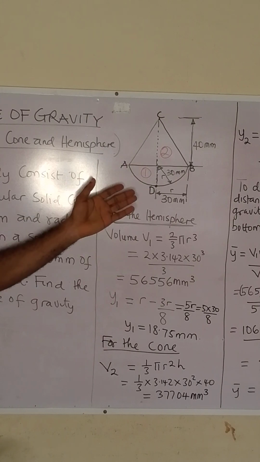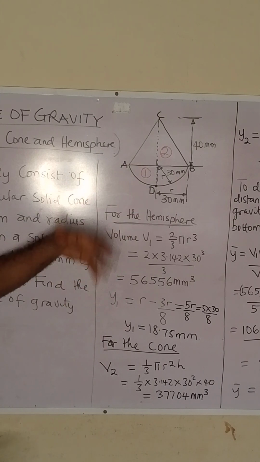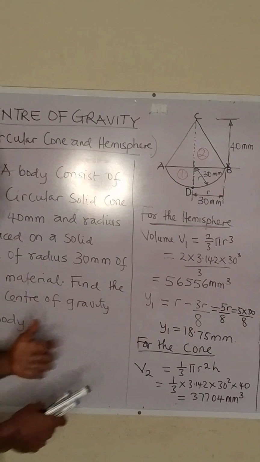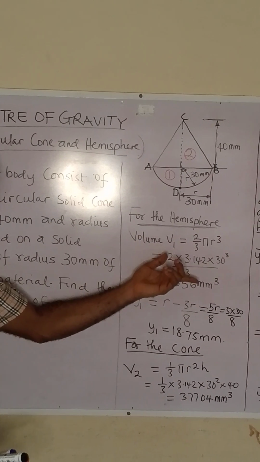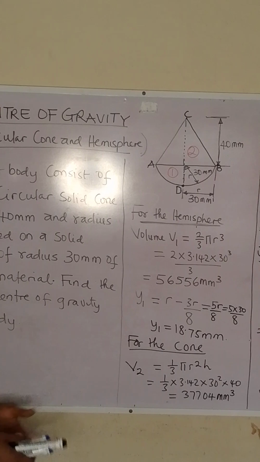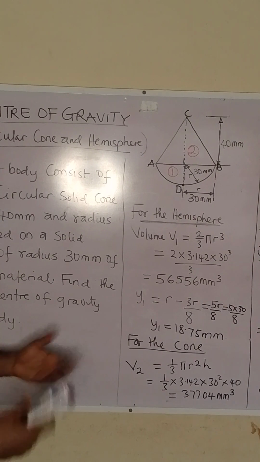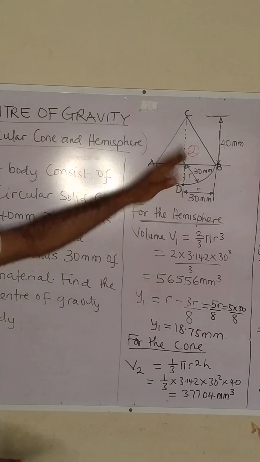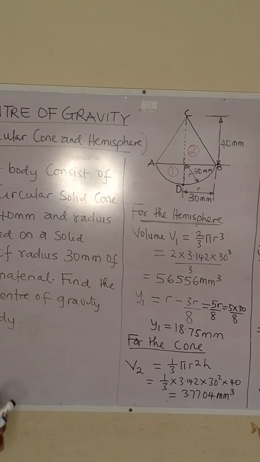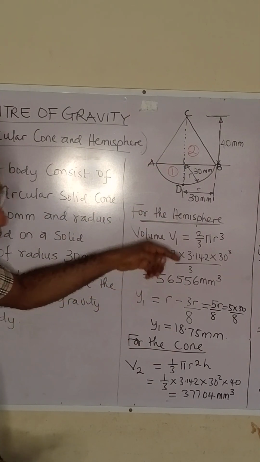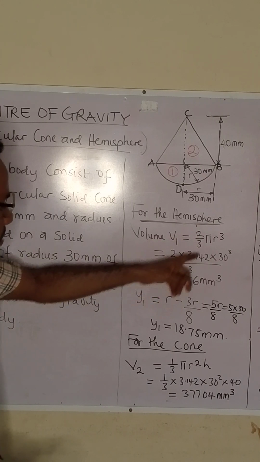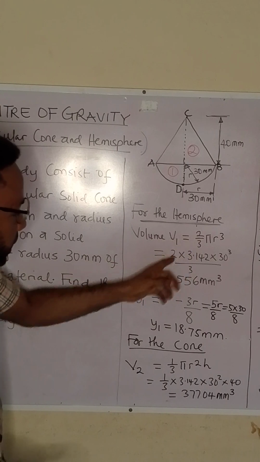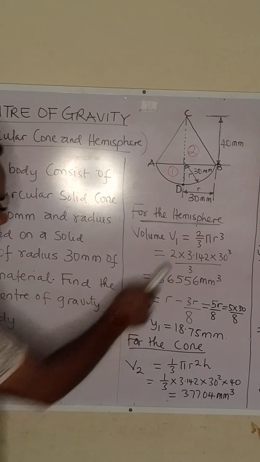So when we are dealing with solid shapes, which are not plane shapes, and we want to find the center of gravity, we make use of volume, unlike in plane shapes like rectangle and the rest, in which we make use of area. But this is a solid shape, a 3D shape, so we use volume. So the volume for hemisphere is 2 over 3 pi r cube.